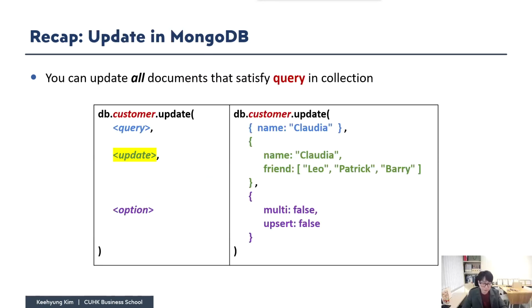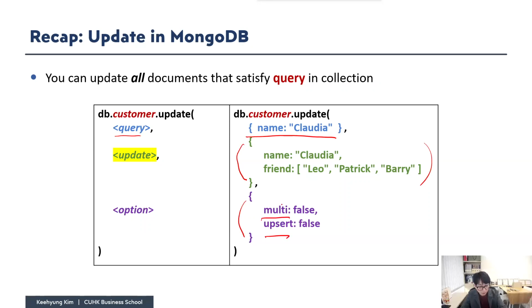So this is the basic update function structure in MongoDB. You specify a query, like you find the documents with the name Claudia. It's exactly the same as what we did before. And then you specify how you want to update, so you update the document into something like this. And then you specify the options. There are two options, multi and upsert.